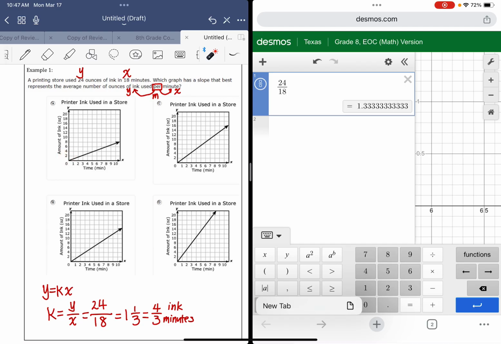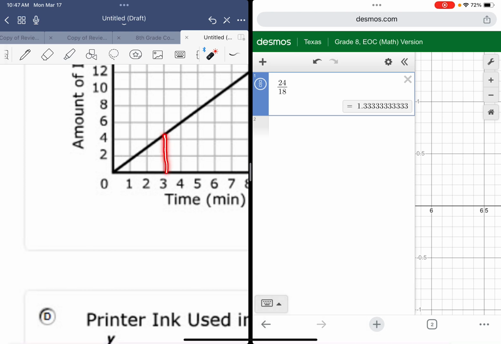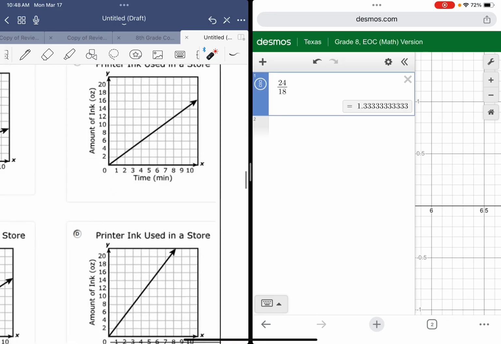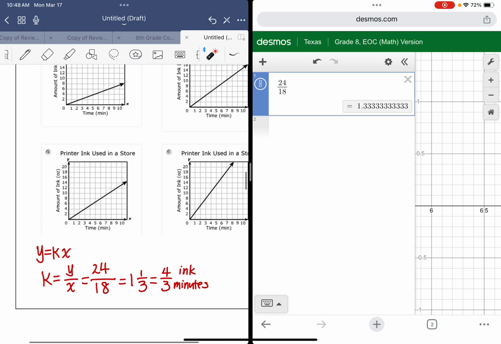That's not right. B, we have 3 and 4. So 3 is the time, and 4 will be the amount of ink, which is correct. And then C will have a 3, and if you zoom in very clearly, you'll see that it does not cross the 4, because this one is a little bit over 4. They have like 4 minutes for 6, so it's not correct. And the last one, same thing. If you go to 3, you should have an 8, which is not right. So in this case, we should pick B.